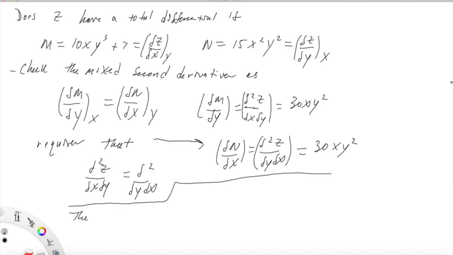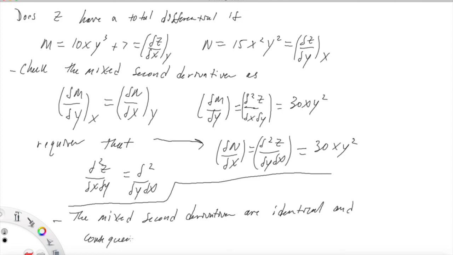So we go through the motions and we say that the partial of M with respect to y is equal to 30xy^2. Then we do the same thing for the other function, and we say that the partial of N with respect to x is also equal to 30xy^2. So the mixed second derivatives are identical, and consequently this function z, this function of x and y, has a total differential.